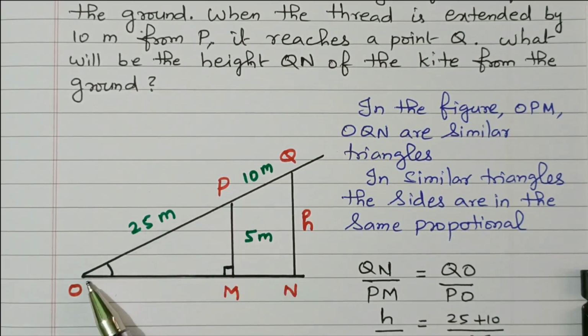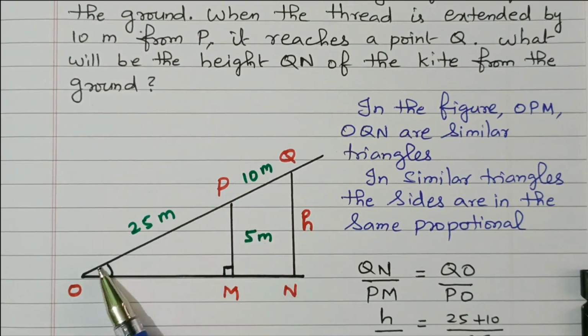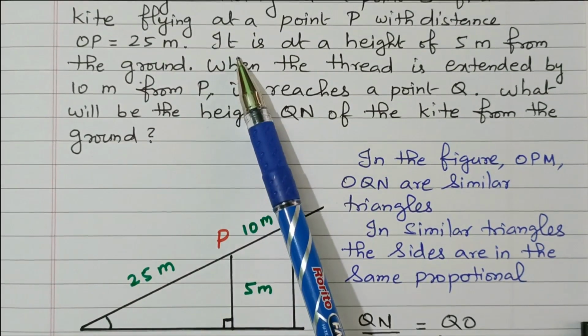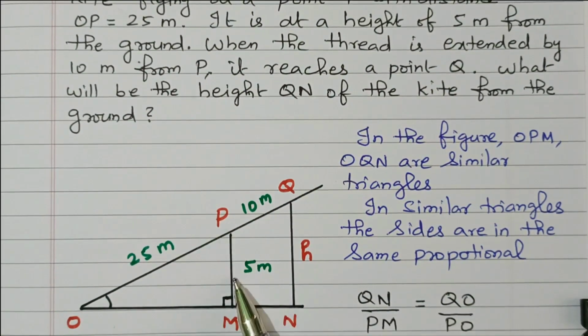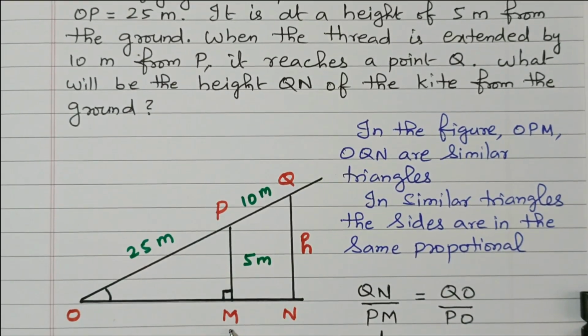This is the kite, this is the boy. Boy is standing here, kite is flying here at point P. The distance is 25 meter. It is at a height of 5 meters. So this height is 5 meter. That point is named as M. So the boy is standing at O, the kite is flying at P, the distance is 25 meter, and the height is 5 meter, named as M.